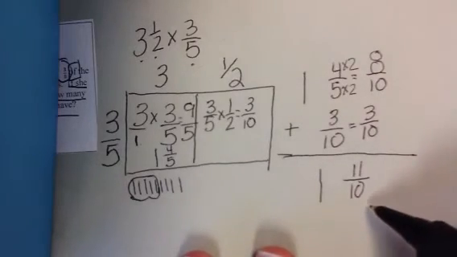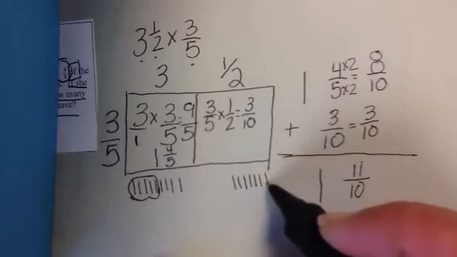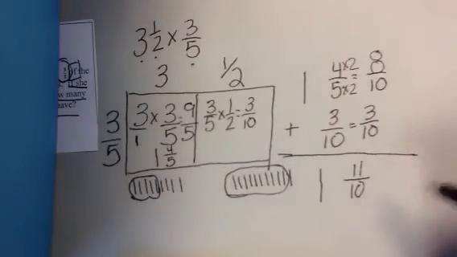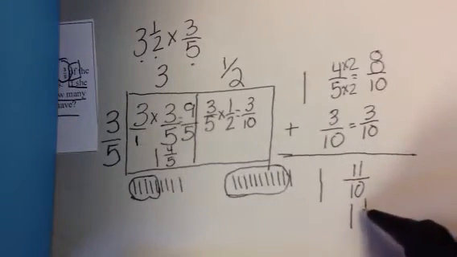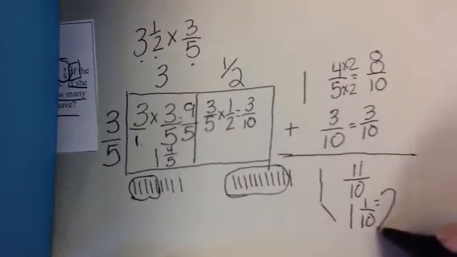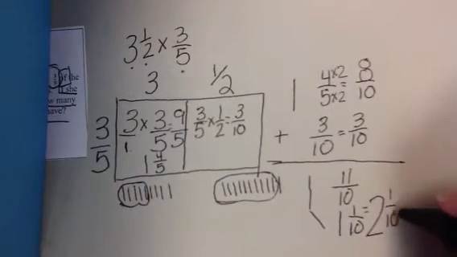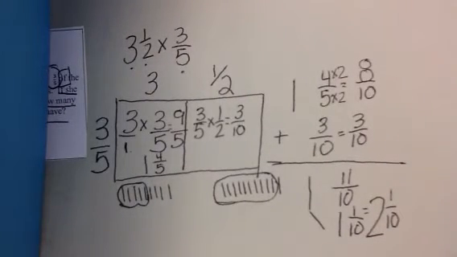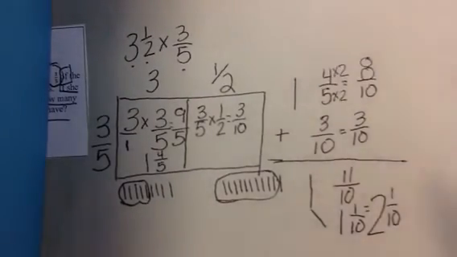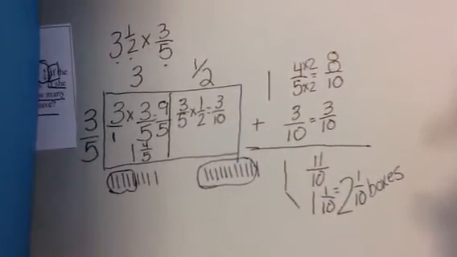My wholes. 11/10 doesn't work. Let's try it. 1, 2, 3, 4, 5, 6, 7, 8, 9, 10. I have to circle groups of 10. How many groups? 1 whole, 1 left over. These 2 together, 1 and 1 equals 2 and 1/10. Okay? 2 and 1/10. And that was talking about how many boxes of chocolates. Right? 2 and 1/10 boxes of chocolates.